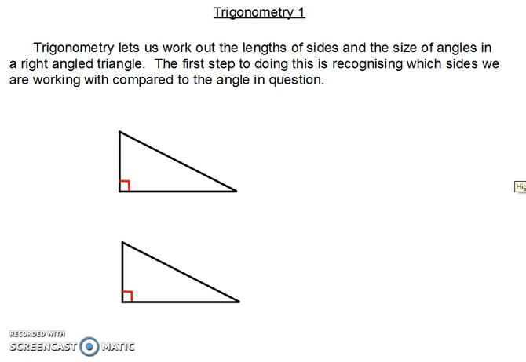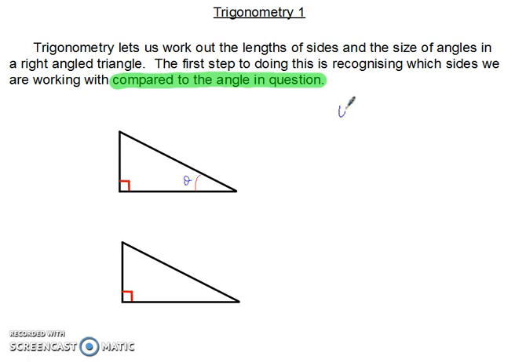Now then, the important part to remember when we're starting off any trigonometry question is we're working out our sides compared to the angle that we've got. Now if you look at the top triangle here, I'm going to think about this angle here. Now we're going to call this theta. That could be new to some people.